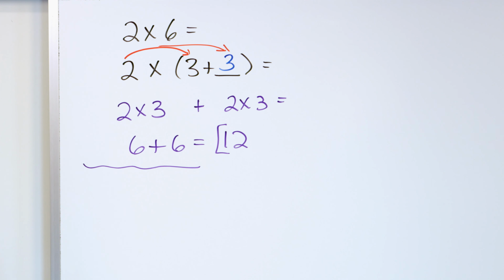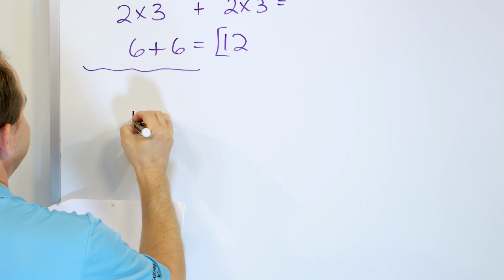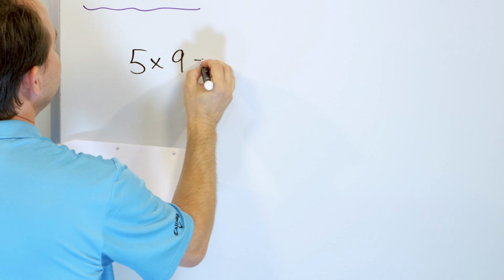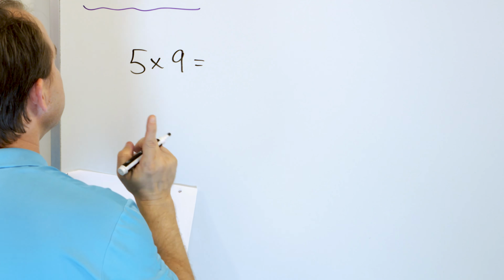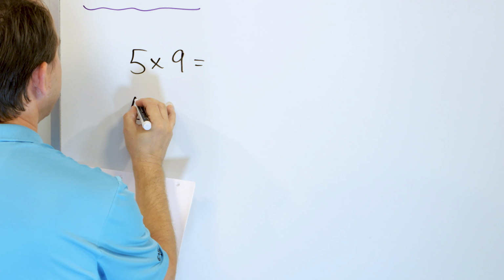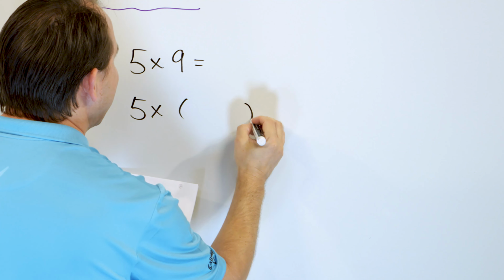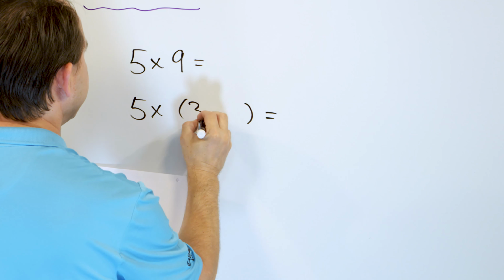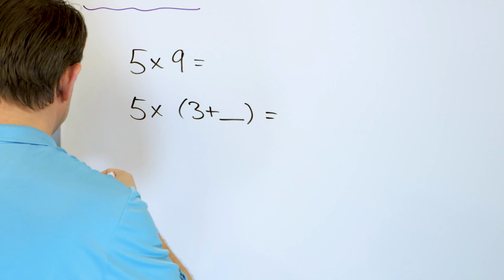Let's take a look at the problem 5 times 9. Now, you know what the answer is from multiplication. You know that 5 times 9 is 45. But let's solve it like this instead. 5 times, let's write 9 as the following: 3 plus some number in a blank.